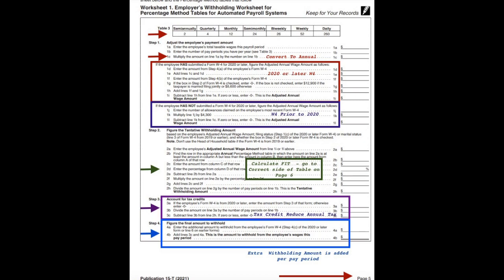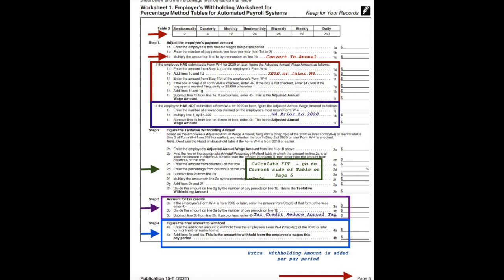So after calculating the annual income, the employer will go on the W4 of the employee and look at what amount he has given on step 4A, which is the additional income that comes from interest, dividends, etc. And he will add that amount to the annual income that he has calculated in step 1. And then he will look at the W4 4B and see if there are any additional deductions. Those will be deducted from the annual income.